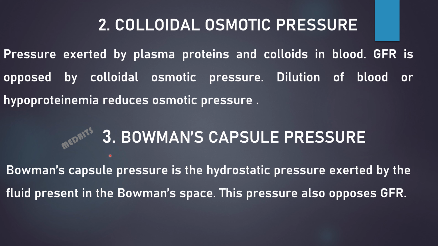Now we are going to the third factor affecting the net filtration pressure, that is the Bowman's capsule pressure. Bowman's capsule pressure is the hydrostatic pressure exerted by the fluid present in the Bowman's space. This pressure also opposes glomerular filtration rate.